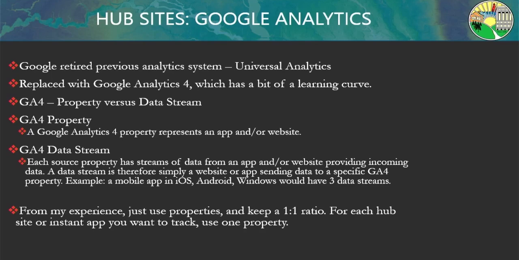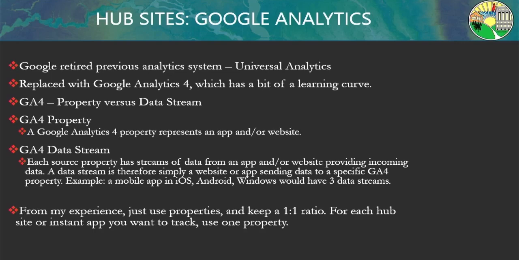So from what I figured out, the example Google uses, if you're a developer and you have an app, and you put that out on the iOS App Store and Android App Store and Windows, your app would be your property, but then your data stream would be each of those app stores. So if you had an app out there, you could track how many people are downloading your app in each different store and all that kind of stuff.